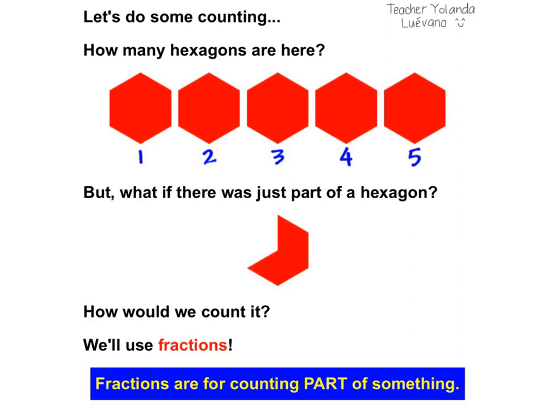But what if there was just part of a hexagon? Just a part, look at it. How would we count it? We'll use fractions. Fractions are for counting part of something, okay? For now, we're going to see that a fraction is just a little part of something.